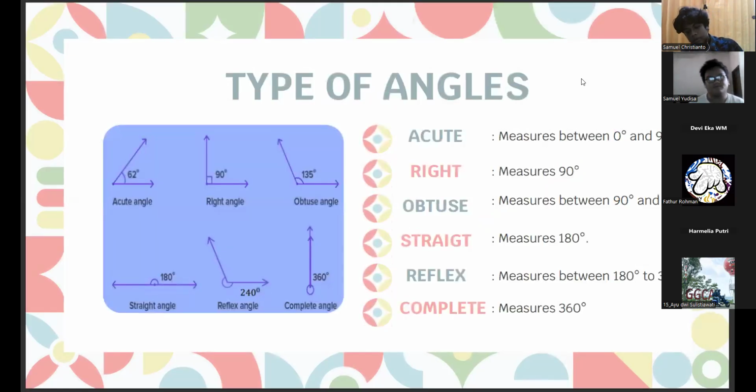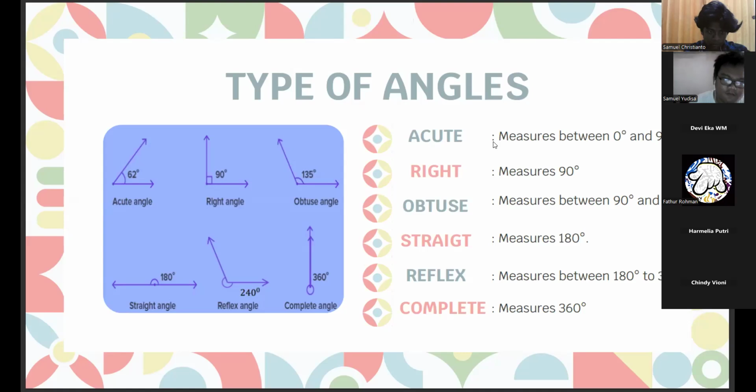Angles have many categories, and these are the types of angles. There are six. The first one is the acute angle. An acute angle measures between 0 degrees and 90 degrees. There is an example of the acute angle. It shows that the angle is 62 degrees.